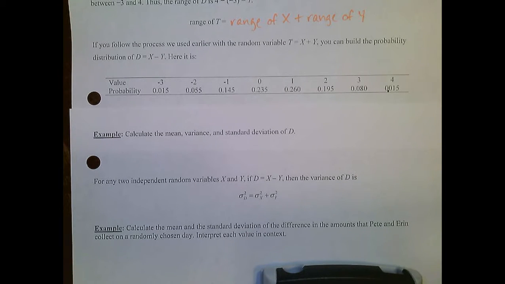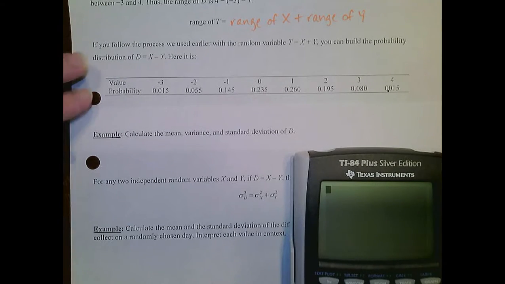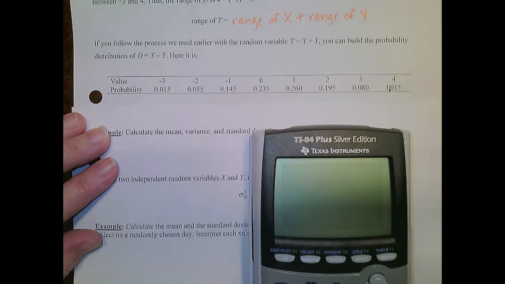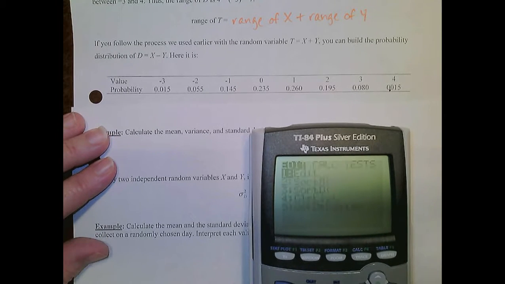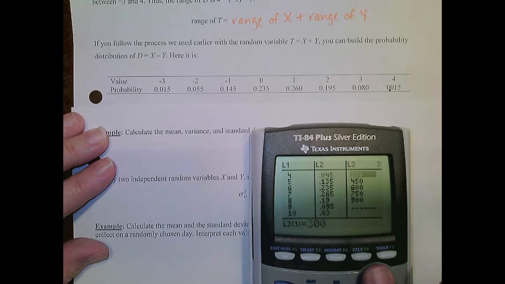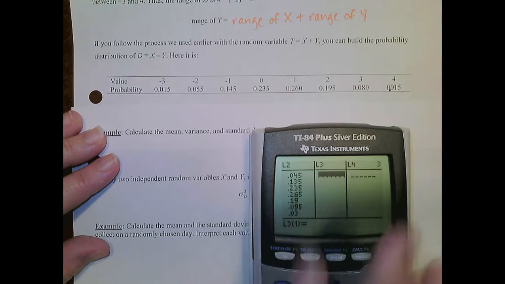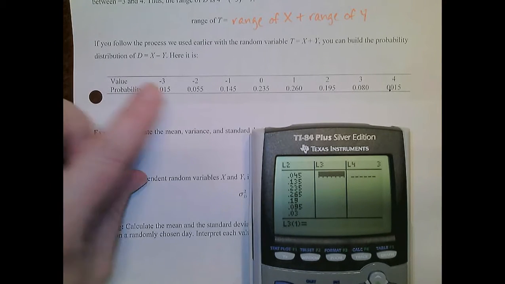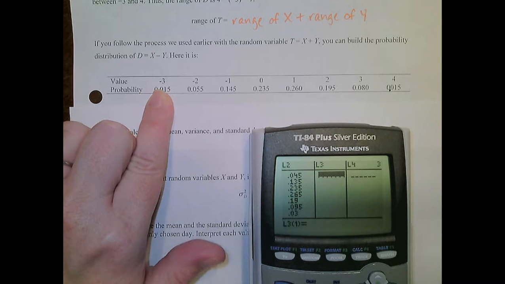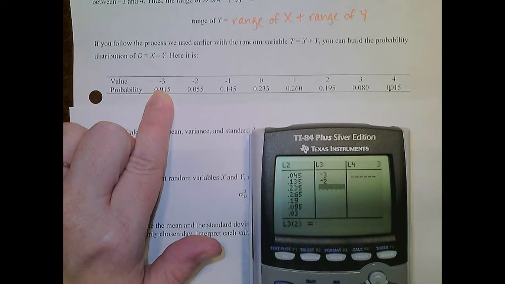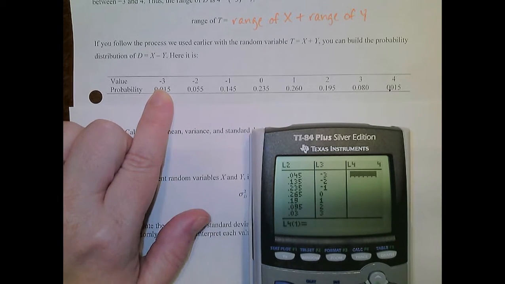So to find the mean and the standard deviation of D, we're going to need to take our values and our probabilities and enter them into lists on our calculator. We'll use list 3 and list 4 this time. I'll hold on to what's in list 2 and list 3. That's our sum. So in list 3, I'm going to do the values for each of the possible differences. So we've got -3, -2, -1, 0, 1, 2, 3, and 4. And then in list 4, I'm going to put the corresponding probabilities.